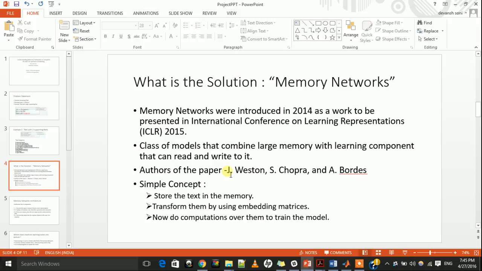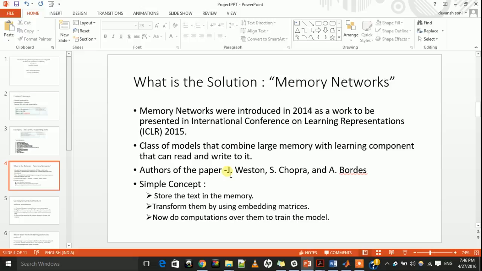So let's look at what solution was proposed. The solution is memory networks. Memory networks were introduced in 2014. It was presented in ICLR in 2015, and the authors of the paper were Jason Weston, Sumit Chopra, and Antoine Bordes.